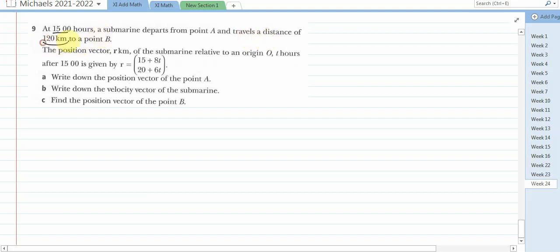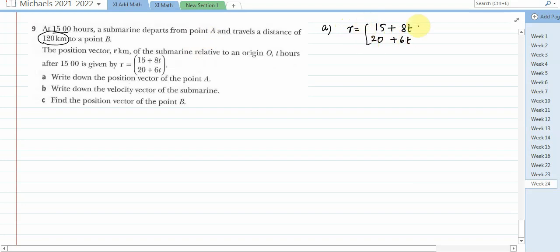So you have the value for distance. The position vector R in kilometers. Now what is r? We don't know. With respect to an origin is given by, so you have position of r with respect to time here. So you need to find out the position vector of A. Alright, A is basically the initial position, right? If you focus on your r vector here, it's 15 plus 8t and 20 plus 6t.